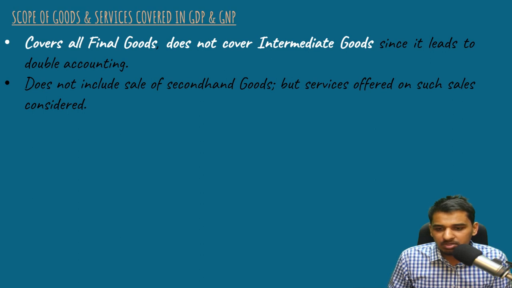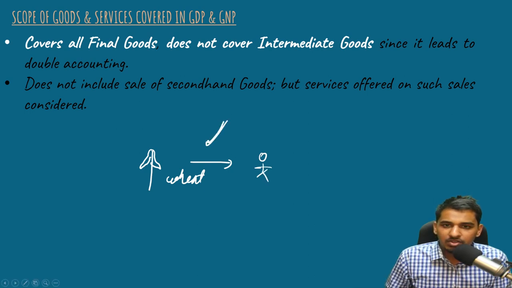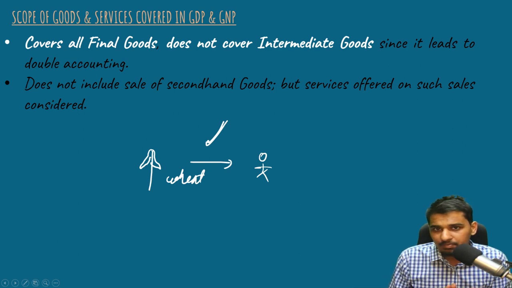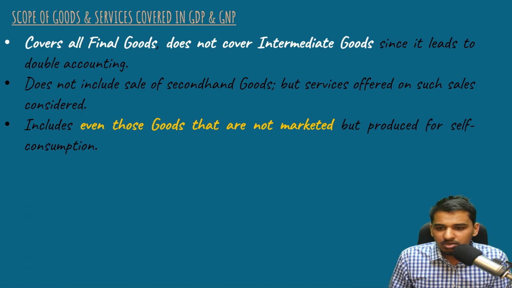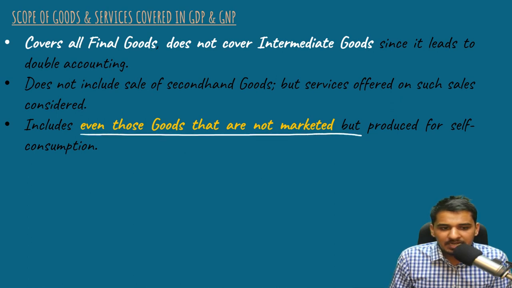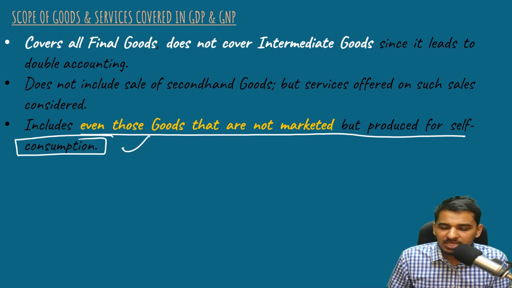Okay. Another thing is that if you are making something for your own consumption, suppose you grow some wheat in your farm, and you consume this wheat finally, you are eating this wheat, you are the farmer, so this will be included. So the goods which are for self-consumption also will be included. This is another important thing. It includes even those goods that are not marketed but produced for self-consumption. So if you self-consume it, it will be included.